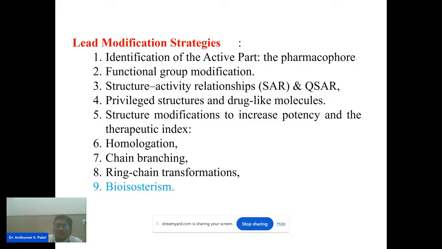After that, the fifth one is structural modification to increase the potency and the therapeutic index. Potency means a potent molecule; it is the strength of the biological activity. Any molecule may give a particular biological response, but how potent it is, we can check with its strength. A compound may just give a biological response without being potent. So how can we increase its potency and its therapeutic index?